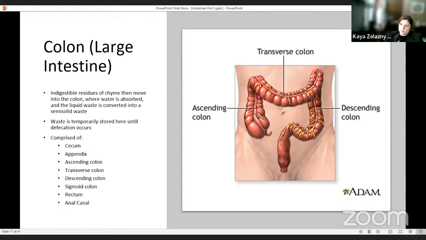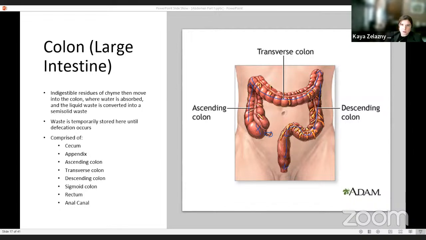So in order, our portions are going to be the cecum. So we're going to begin with the cecum here, which has a little appendage, the appendix, coming off of it. We're then going to move into the ascending colon, going up, go across our transverse colon, and then go down our descending colon, our sigmoid colon. This is kind of S shape, leading us into our rectum, and then ultimately into our anal canal.